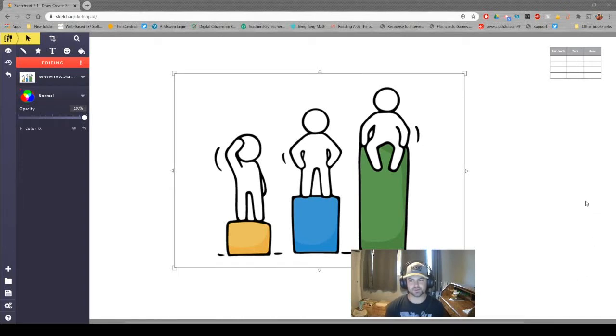It is Mr. Sarlo again, and today we are going to be working with comparing three-digit numbers using a place value mat. The first thing that I want you to do in this lesson, though, is take a look at this picture. You could pause the video if you want, and I just want you to look at these three people on these podiums here. What do you notice about these three people?